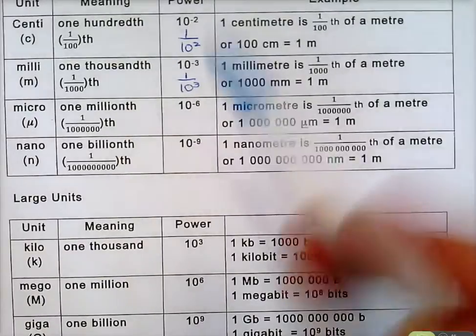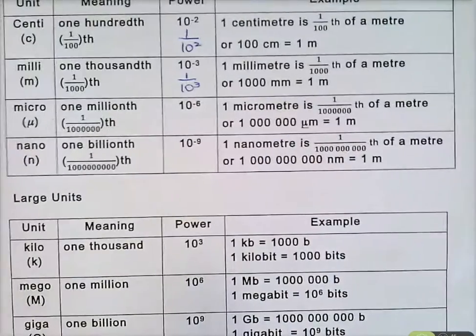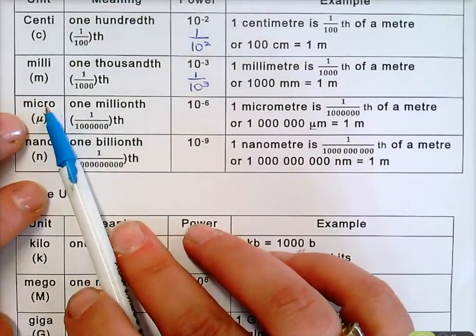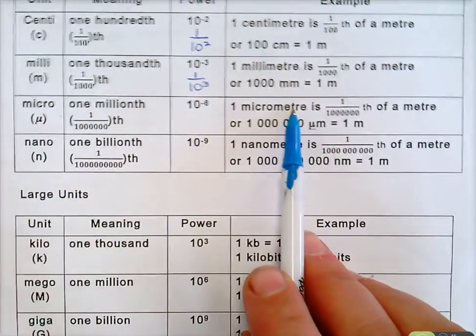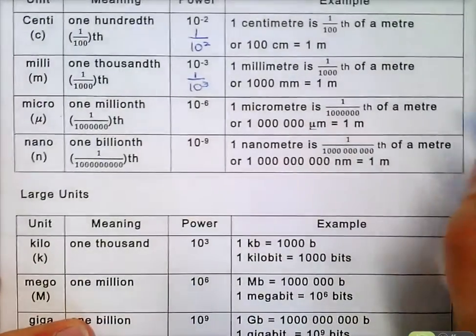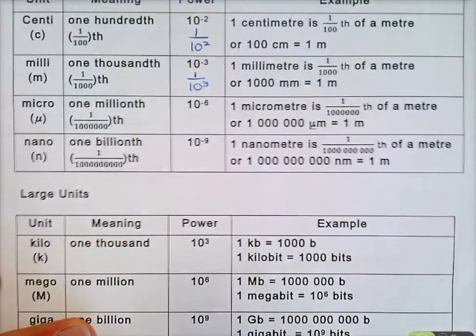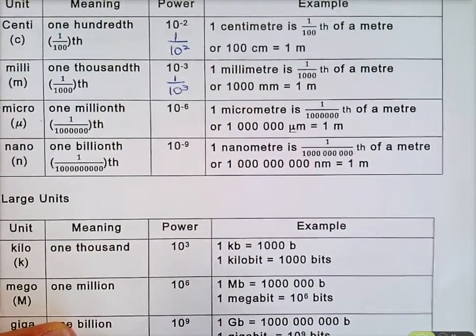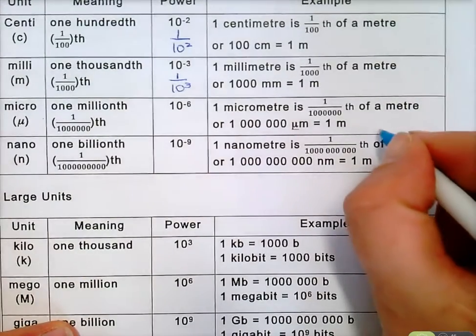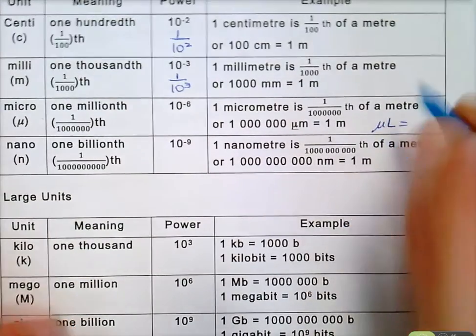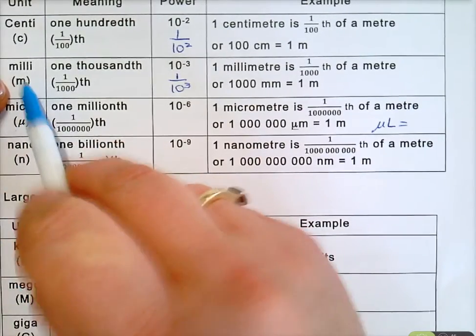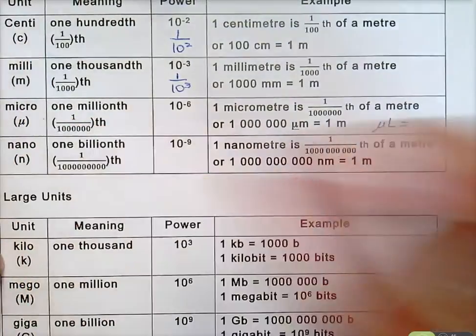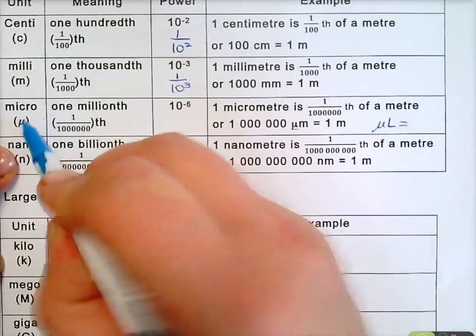Another small measurement is micro. You may or may not have seen it. So you can have micrometre. The main one you might see is in medicine or stuff like that, a microlitre. So the symbol for micro is that. The symbol for milli is small m. The symbol for centi is c. So the symbol for micro is that letter there.